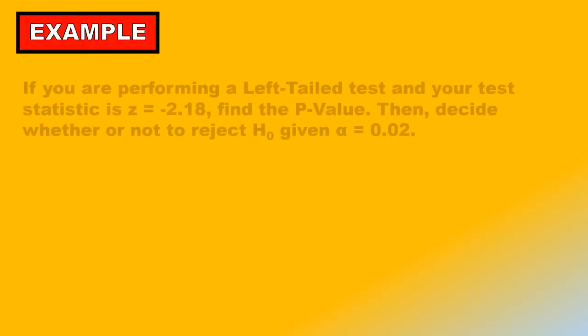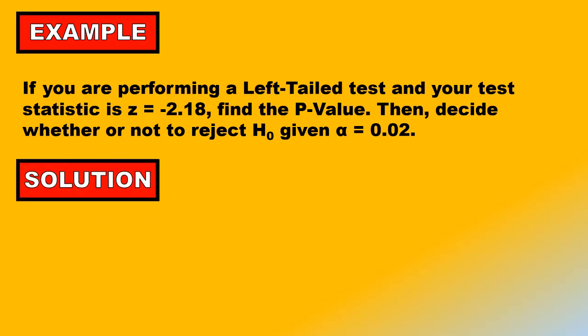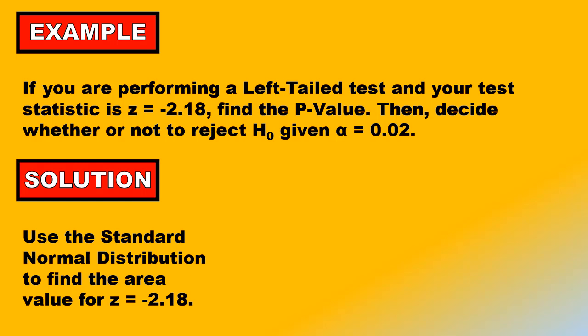Okay, so let's look at an example. If you are performing a left-tailed test and your test statistic is z equals negative 2.18, find the p-value. Then decide whether or not to reject H naught given a level of significance alpha of 0.02. What are we going to do here first? We know it's a left-tailed test and that this test statistic is z equals negative 2.18. A sketch of that distribution might help us understand things more clearly.